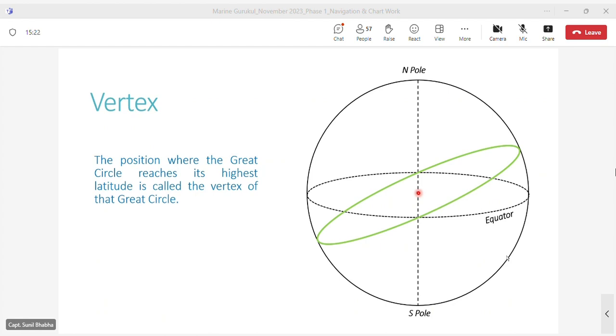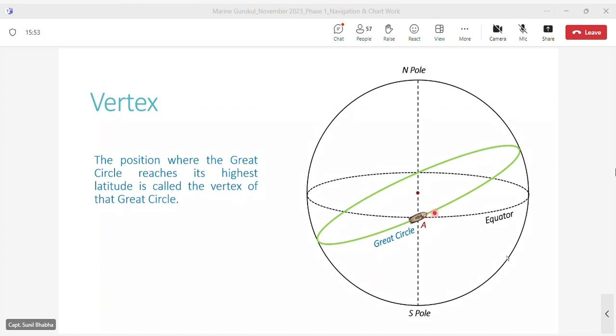Now let us assume that we have a particular ship which is moving on this particular great circle. Let us assume that our ship is at this particular position A, where the great circle track is crossing the equator. Let us make the diagram of the ship. You see the ship now on the screen. The ship is moving on this particular great circle track, and at point A, the ship crosses the equator.